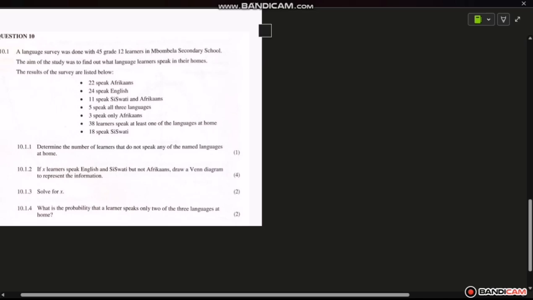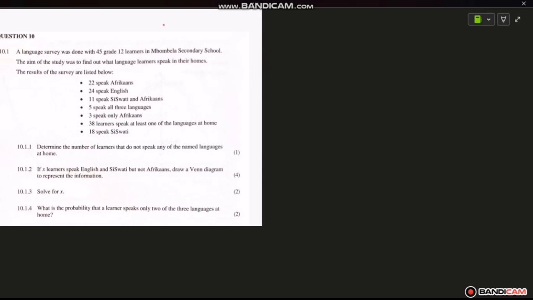Let's try to do question 10. They're saying that a language survey was done with 45 grade 12 learners in Bombela Secondary School. So the 45 is the sample space, the total number of grade 12 learners in Bombela Secondary School. The aim of the survey was to check, you will read that. Therefore, the results of the survey are listed below.